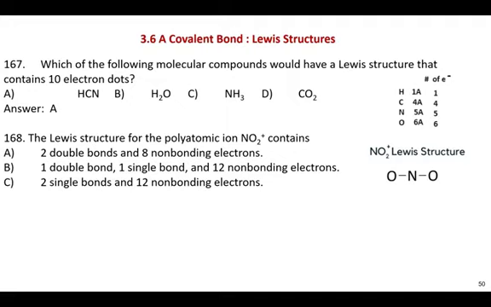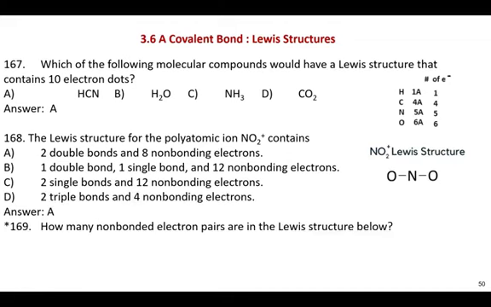Did you see how I got it? It was kind of tricky. How many non-bonding electron pairs in the Lewis structure? Carbon dioxide. I got the answer already. If you look at this structure, how many non-bonding electron pairs? There are 4 of them: 1, 2, 3, 4. The answer is B. I already drew the Lewis structure for carbon dioxide in the previous problem.